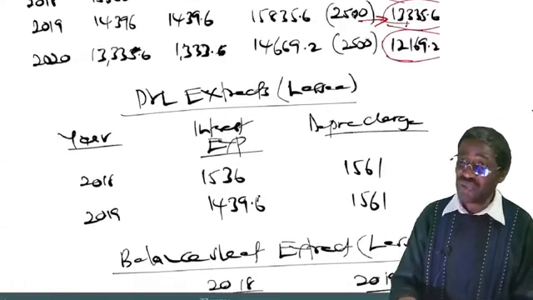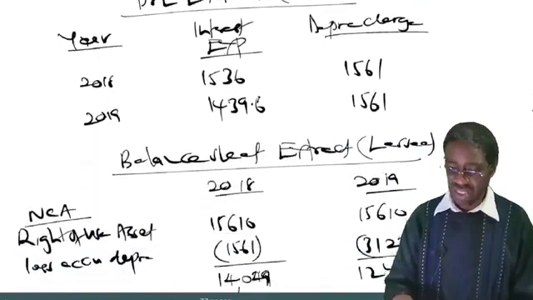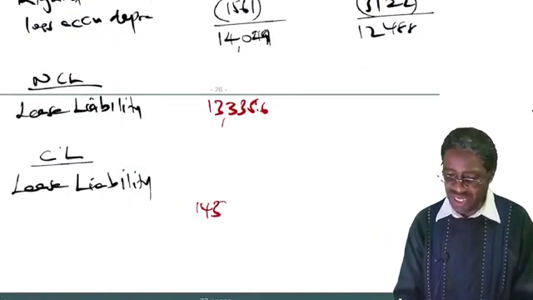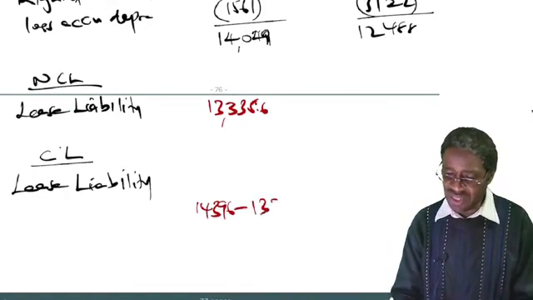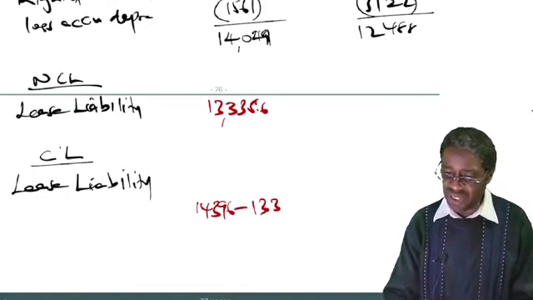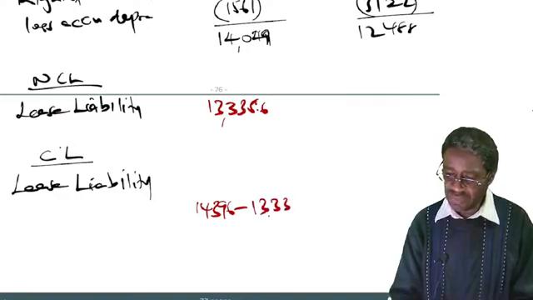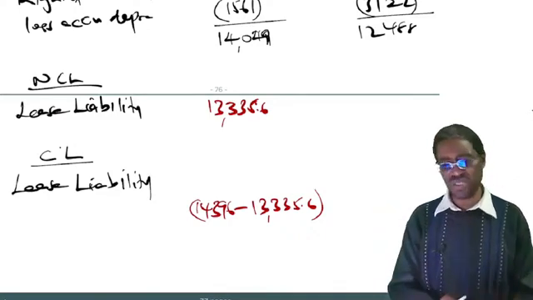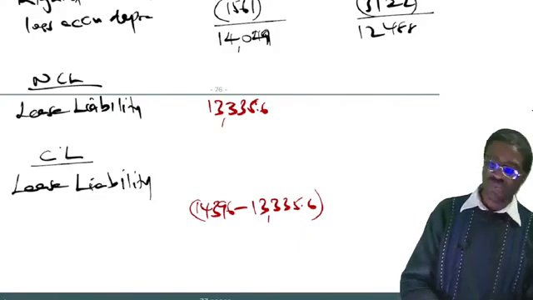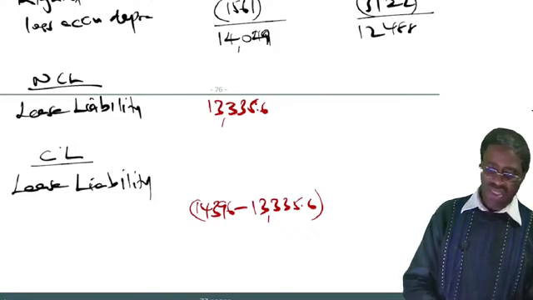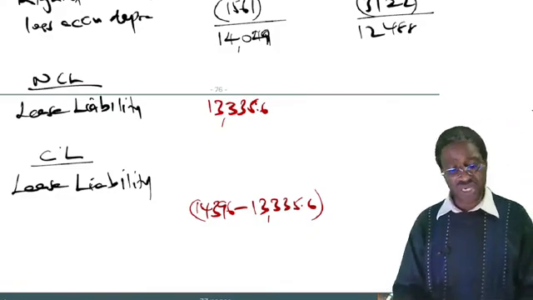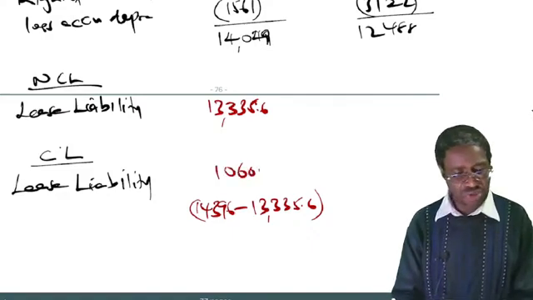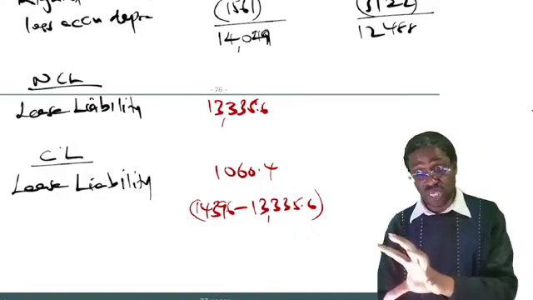It was 14,396. Listen, 14,396. I minus that 13,335.6. So how much out of 14 must I pay within the next 1 year? Let me do that calculation first. It will be 14,396 minus 13,335.6. So in the next 1 year, I must pay 1,060.4.